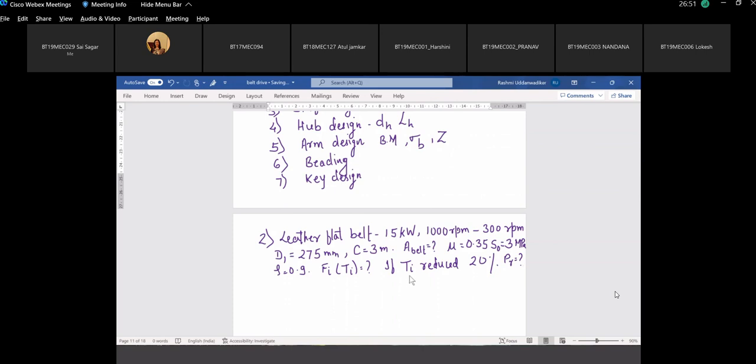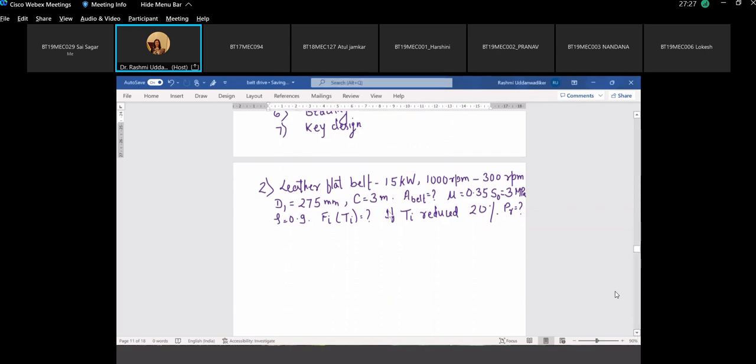What would happen if you reduce Ti? What would happen to the power transmission capacity? We discussed this yesterday. What would happen to the power transmission? Yes. With the increase in the initial tension, the difference between the belt tension, that is T1 minus T2 or F1 minus F2, increases. With the reduction in Ti, this difference would reduce and hence power transmitted would reduce.